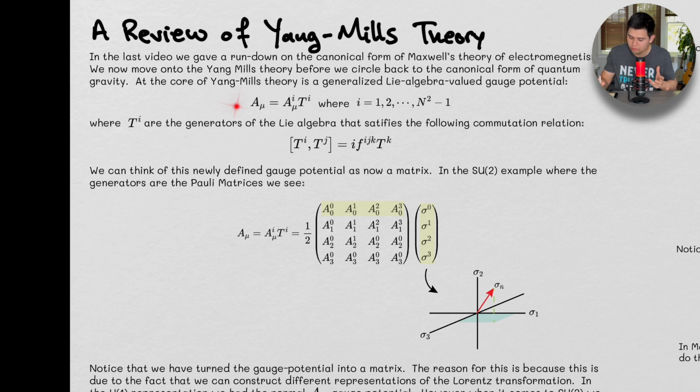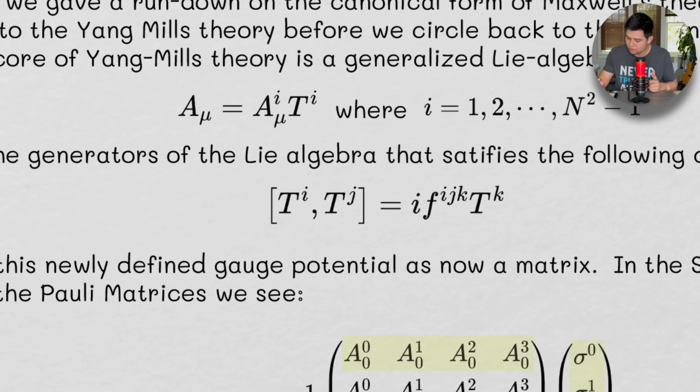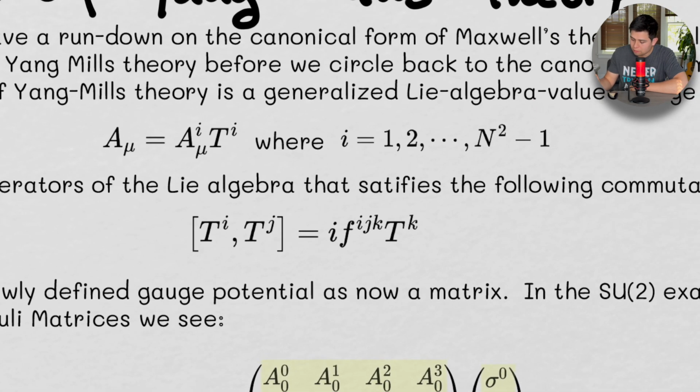We can write this in terms of this matrix here, which is A, i, mu, times something called T_i. Now T_i is called a generator in a Lie algebra. We haven't really gone over Lie algebras, but the idea here is that T_i in the SU(2) case is going to be our spin matrices, or some sort of representation of SU(2). The Pauli spin matrices are just the most common ones that you'll see.